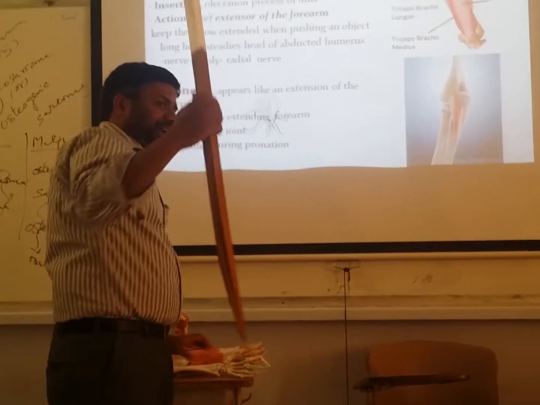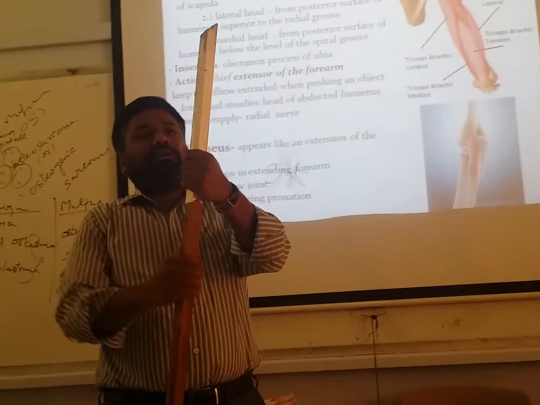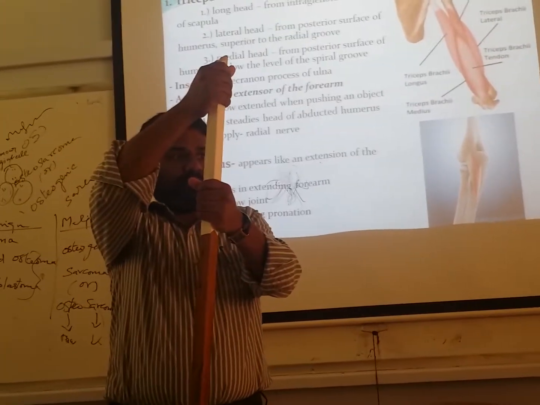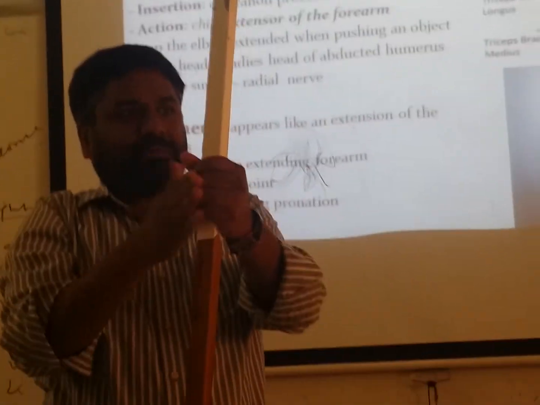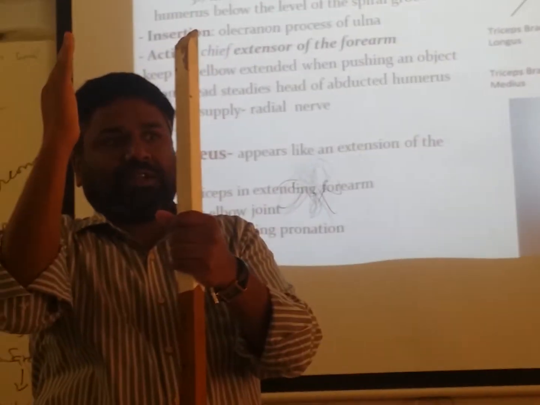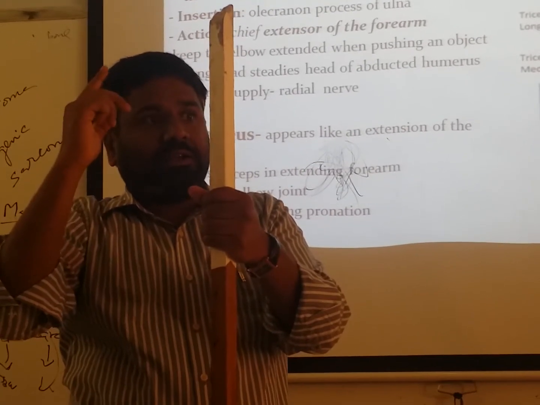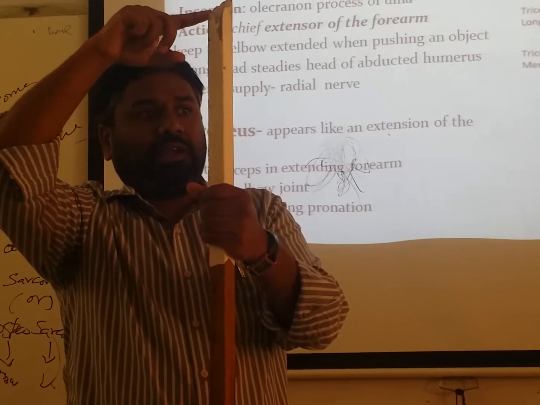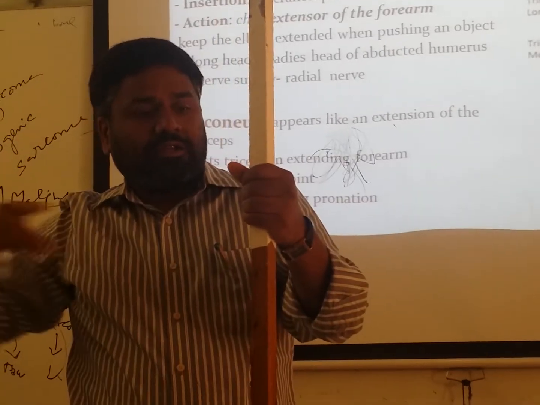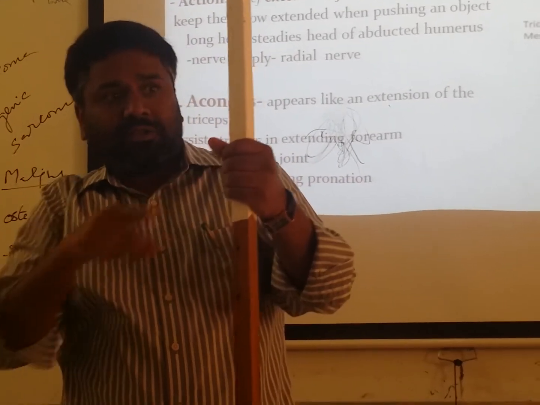So consider this as the radial nerve. This part is in the axilla. This part is in the spiral groove. This is the muscle. The long head and part of the medial head receive their nerve from here. The nerve, while in the spiral groove, gives the branch to the lateral head.